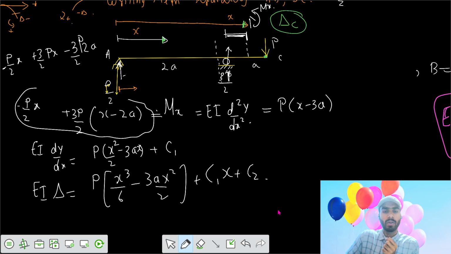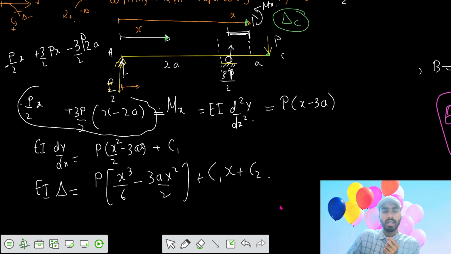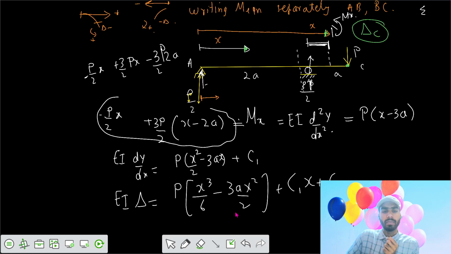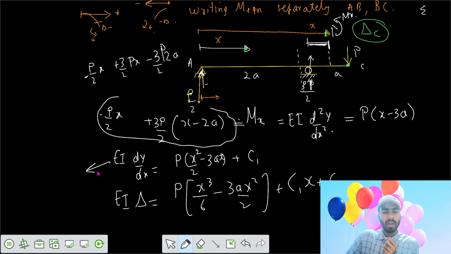Now if you want to apply the boundary conditions, for this case, we know that theta at this point, at support B, should be the same as we got in the initial case. So let's say this c1 we write as c3, and this one as c4.